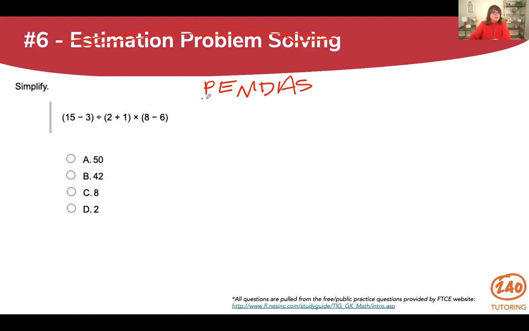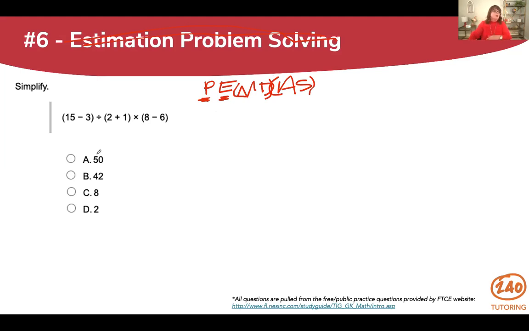The P stands for parentheses. That's what you solve first. The E stands for exponents. That's what you solve next. The M and the D go together and stand for multiplication and division. And the A and the S go together and stand for addition and subtraction. If you have both multiplication and division together, you work from left to right. If you have addition and subtraction together, you work from left to right.